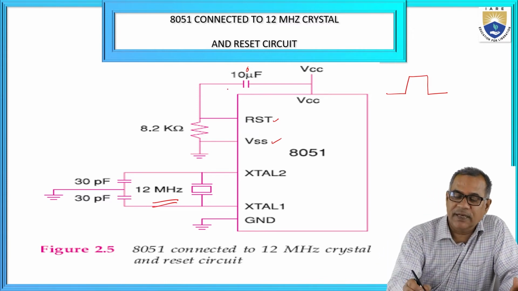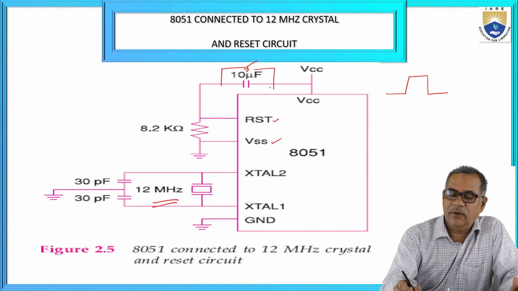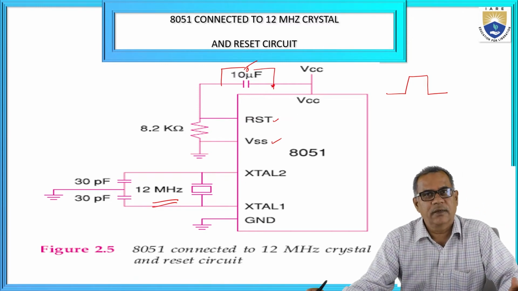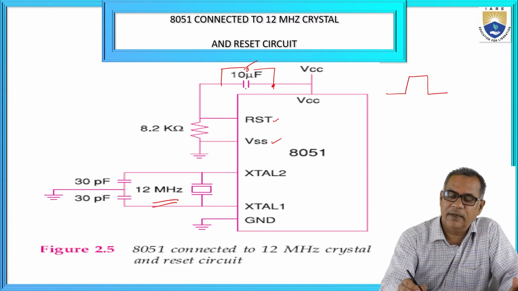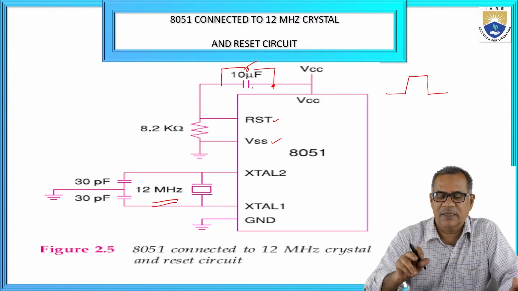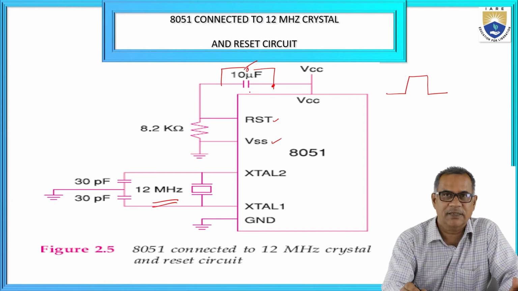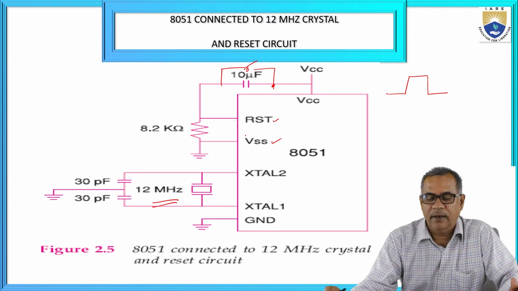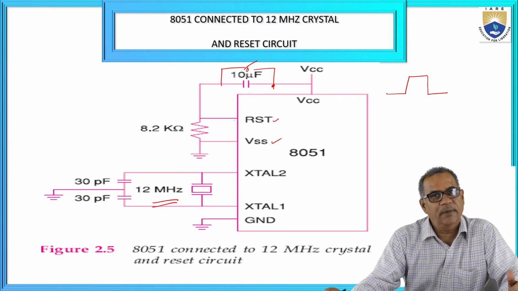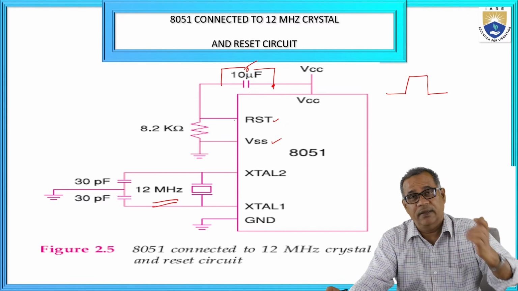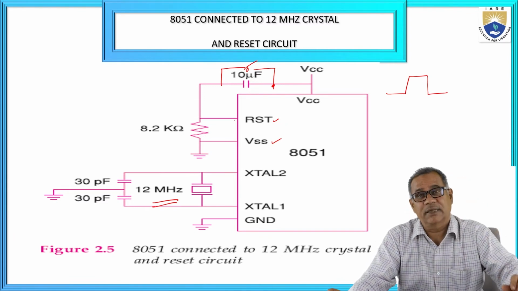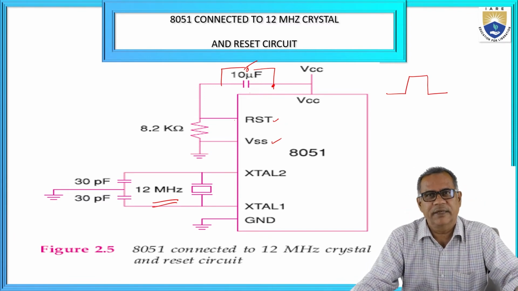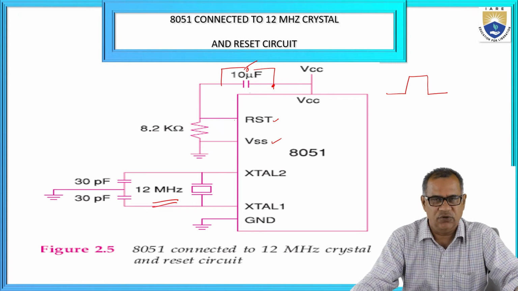For manual reset, a switch is provided here. Whenever you want to reset the microcontroller manually, a push button is provided across the capacitor. When the push button is pressed, the voltage across the capacitor becomes 0, and a high voltage is applied momentarily at the reset pin, and the microcontroller gets reset. When the microcontroller is reset, the internal registers are initialized to the default values. Mostly they are all initialized to zeros.